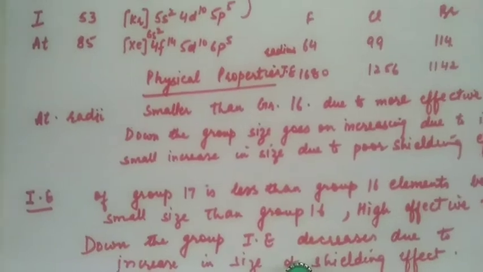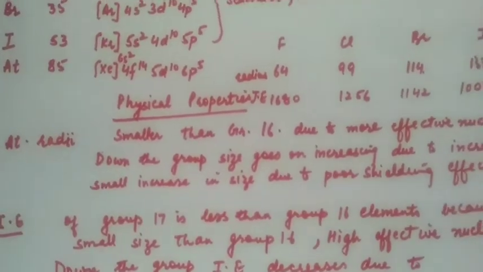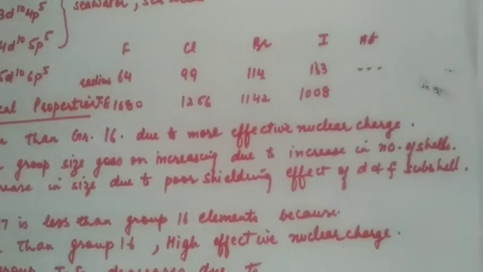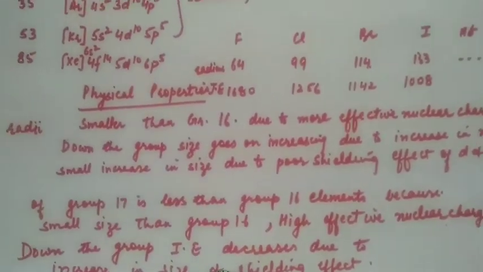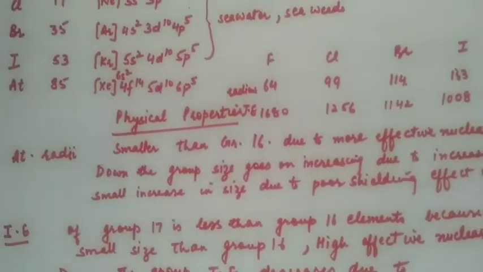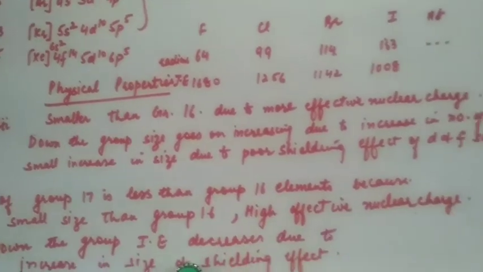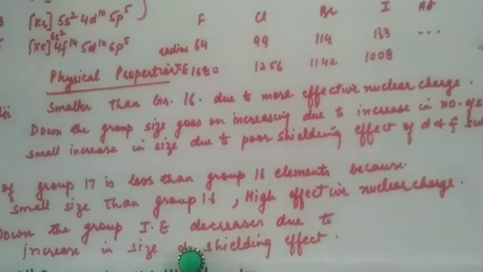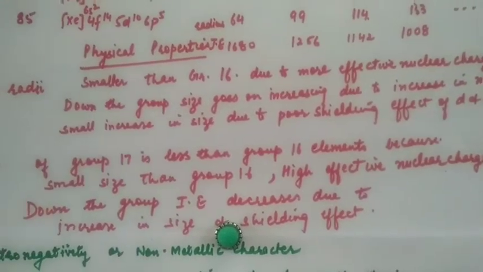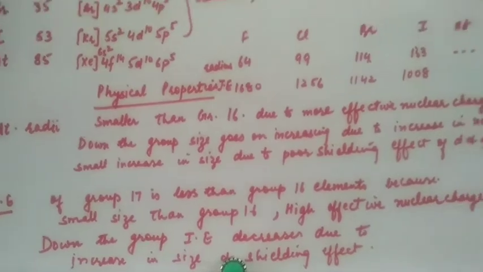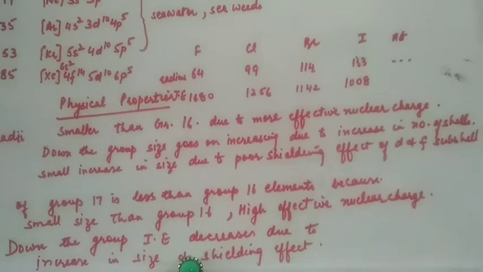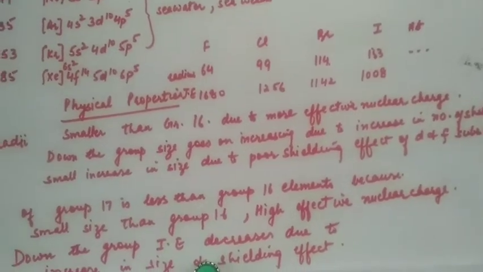Physical properties: atomic radii. The atomic radius of group 17 elements is smaller than that of group 16 due to more effective nuclear charge. Smaller size and higher nuclear charge make them smaller. Down the group, the size goes on increasing due to increase in number of shells and increase in shielding effect. From chlorine to iodine, the increase is small because the d subshells cause poor shielding effect.